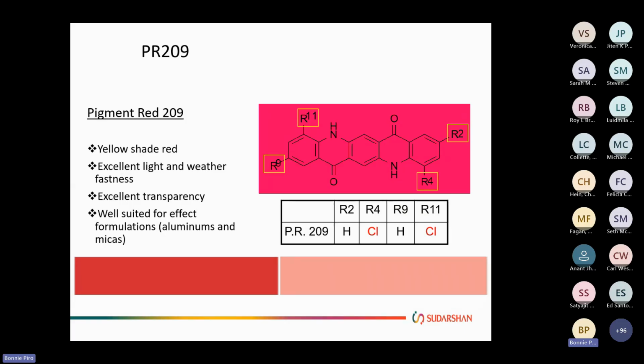Not going to belabor the point here, except for the fact that Red 209 does have excellent transparency, so it's a very good choice for a formulation that might use effects in it, like aluminums and micas. So it allows that full use of the shimmer and color that comes from effect pigments in these types of formulations.